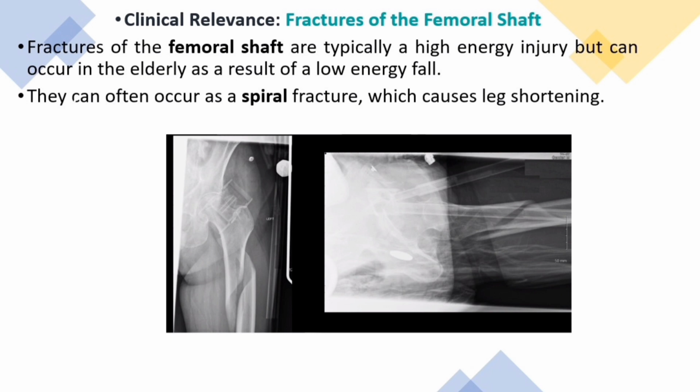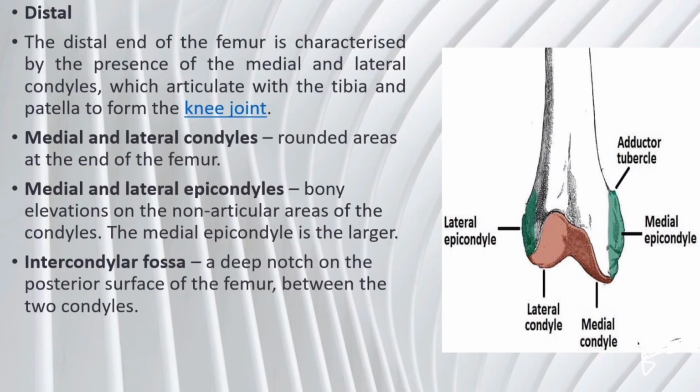Neurovascular structures at risk include the femoral nerve and artery. A closed femoral shaft fracture may result in considerable hemorrhage, 1000–1500 milliliters. The distal end of the femur is characterized by the presence of the medial and lateral condyles, which articulate with the tibia and patella to form the knee joint.